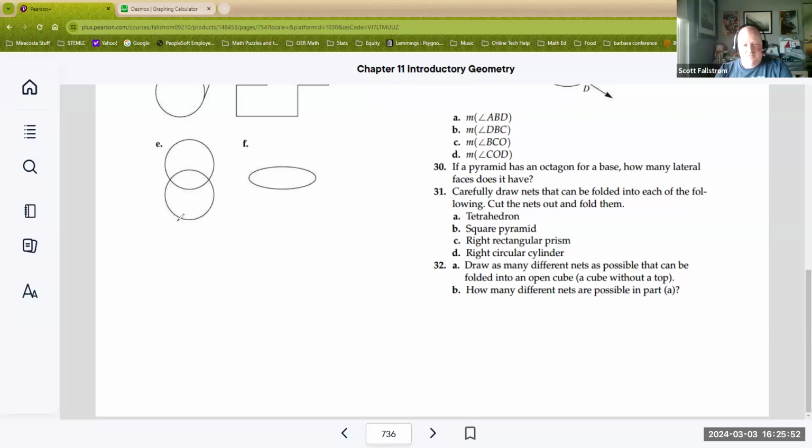So let me just double check. I feel like I hit all of those. Oh, I guess I did 31B. Oh, well, still good to know that. And let's see here. 32.